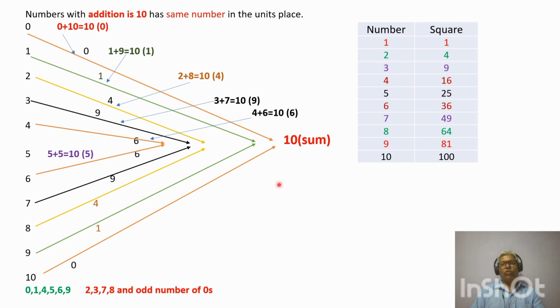If you see here, no square number ends with 2, 3, 7, 8 or an odd number of zeros. I'm talking about the squared numbers. This is another property of squared numbers. So we have just seen two properties. Now we go further to other aspects of these squared numbers. There are many.